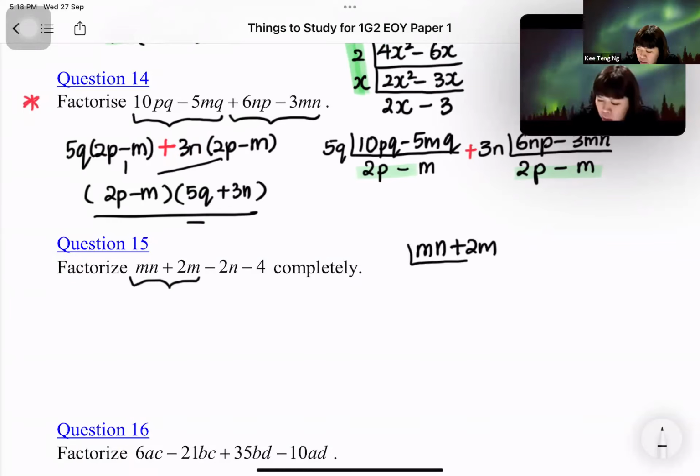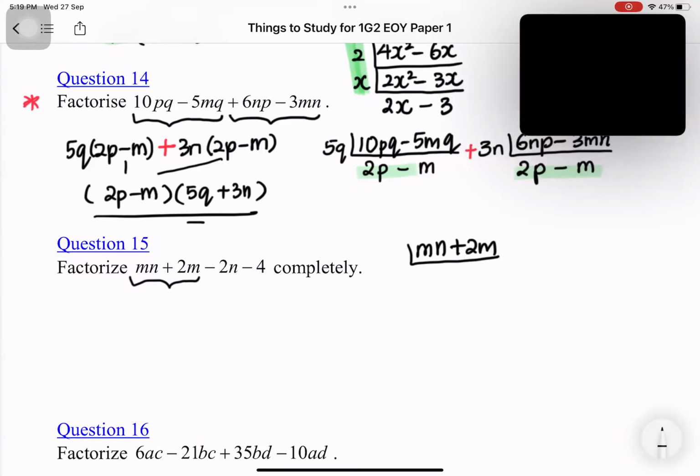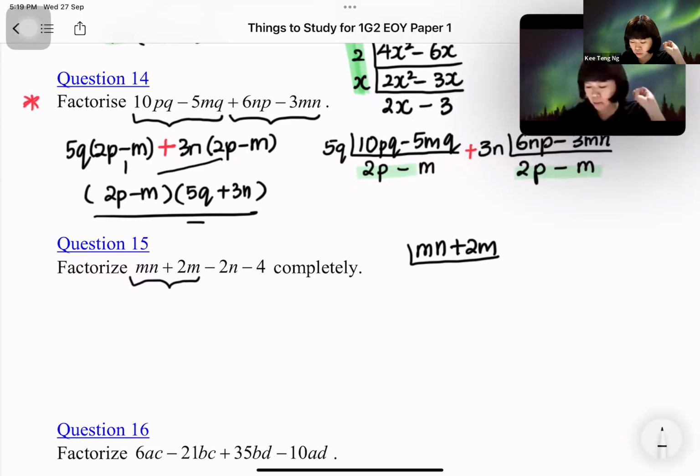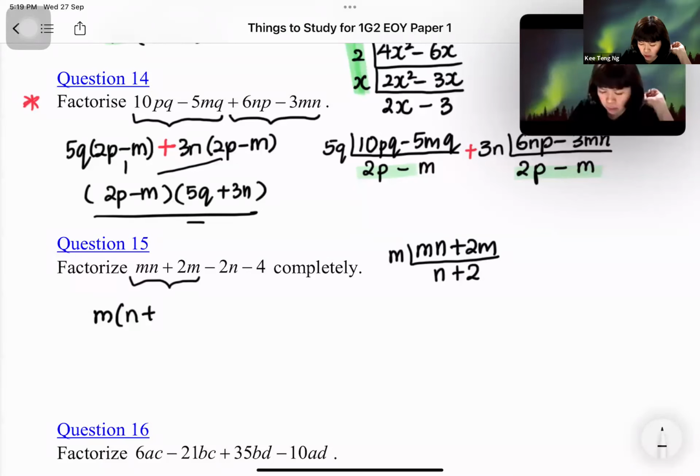Let's take out our common factor. What's the common factor to take out from here? mn plus 2m, what's the common factor? m. So we are left with n plus 2. Correct. So our first bracket is n plus 2.